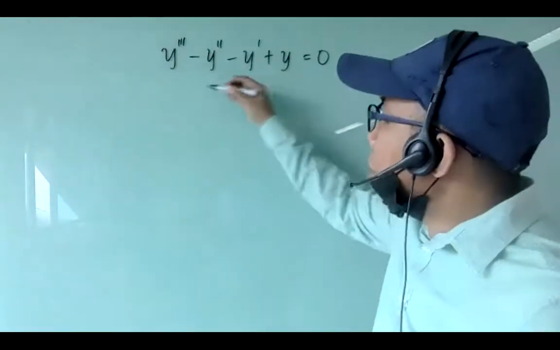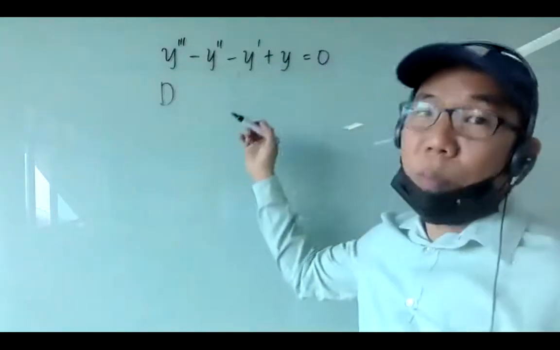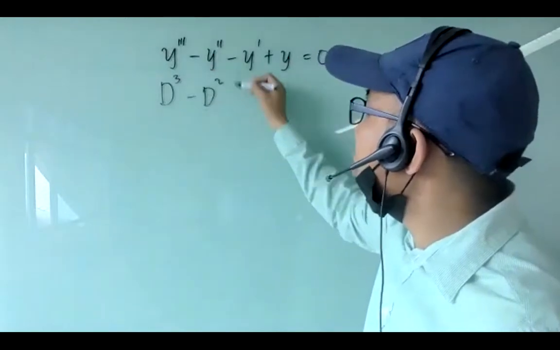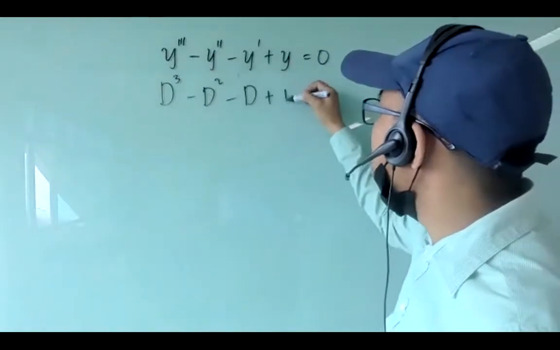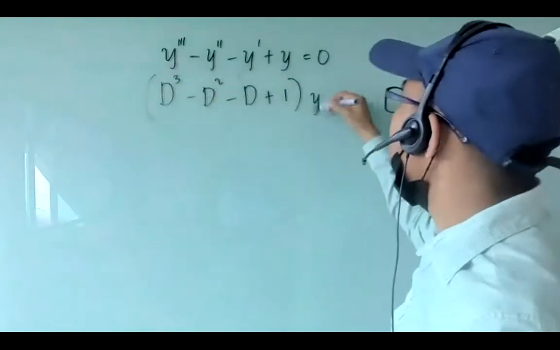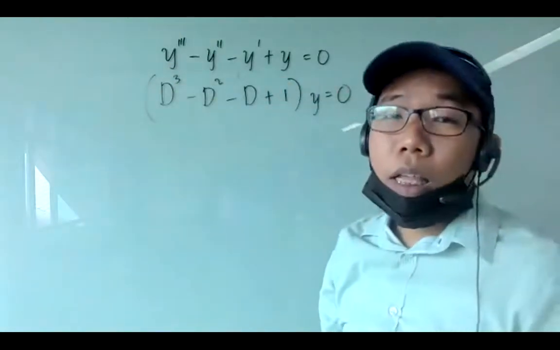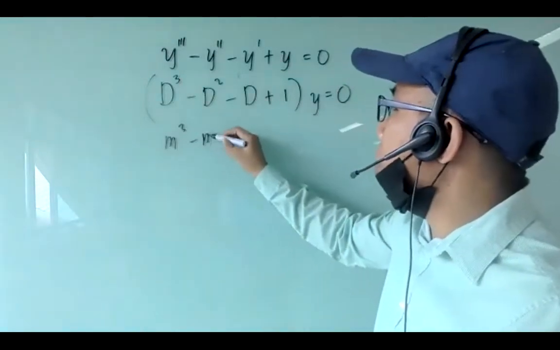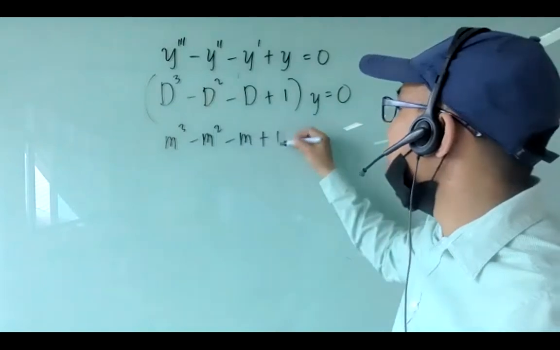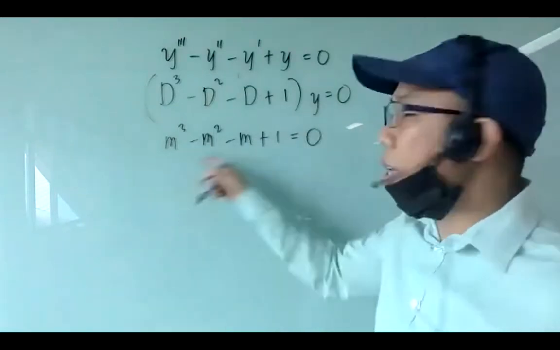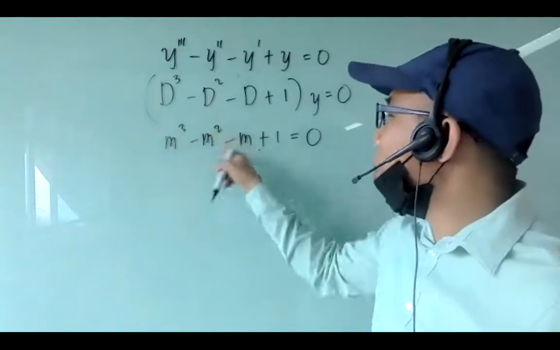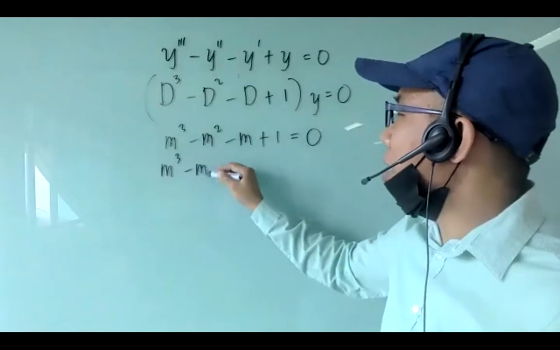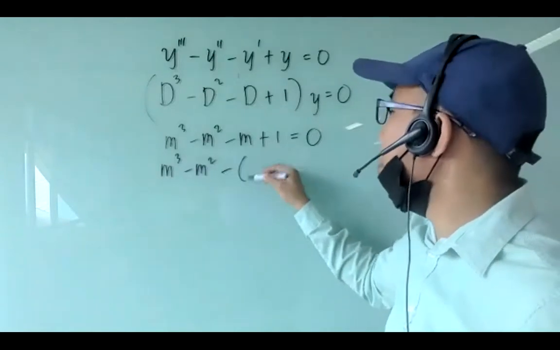Okay, first muna, isulat natin into the operator na format. D cubed minus D squared minus D plus 1 times y equal to 0. And then write the auxiliary equation: m cubed minus m squared minus m plus 1 equal to 0. Now, factor by grouping. Ganun lang yan. I-group natin itong dalawang to. Marunong kayo nun, di ba? Siyempre naman, sir.